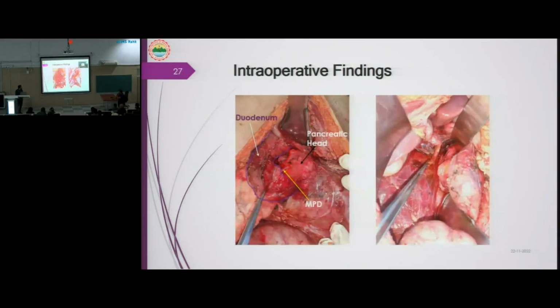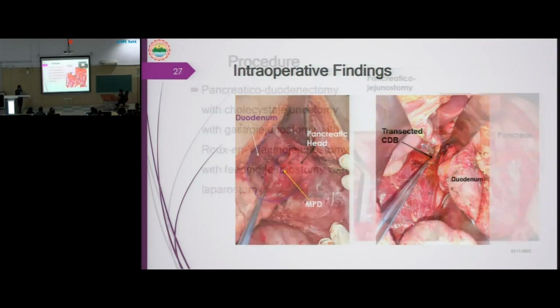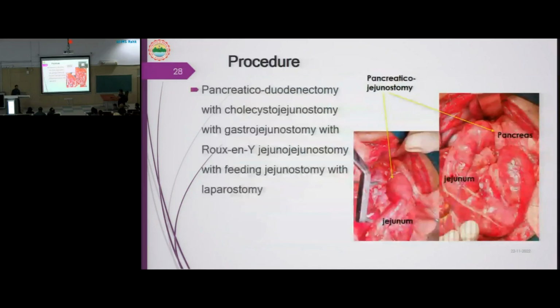In this case, we also see that the common bile duct is transected and skeletonized. So we proceeded further with pancreaticoduodenectomy, with cholecystojejunostomy, gastrojejunostomy, and Roux-en-Y jejunojejunostomy. This is the pancreatico-jejunostomy picture. Here is the pancreas, this is the loop of jejunum, and the pancreatico-jejunal anastomosis.